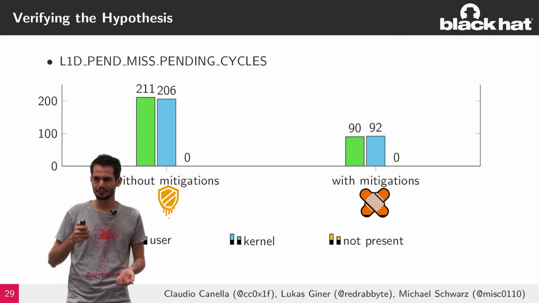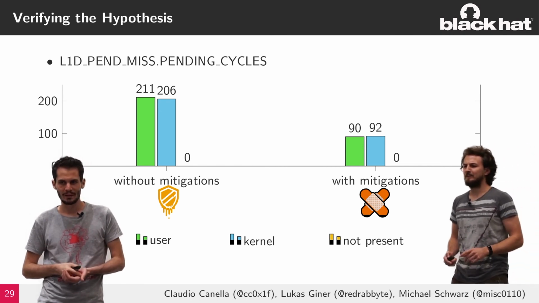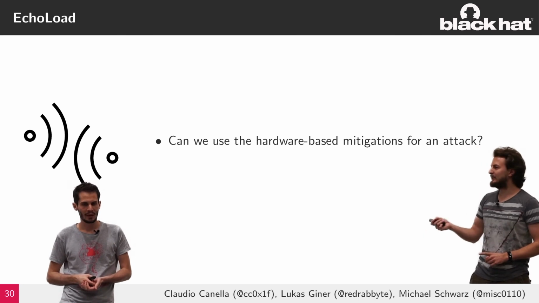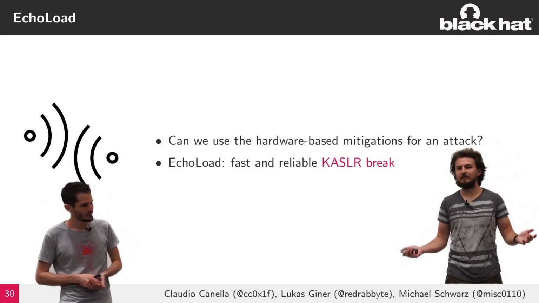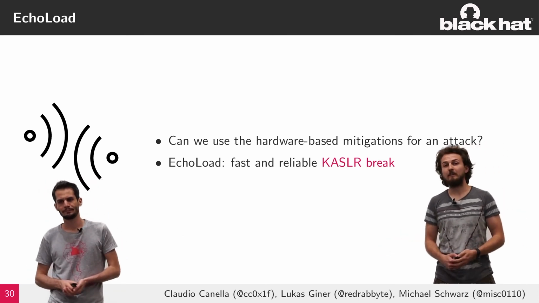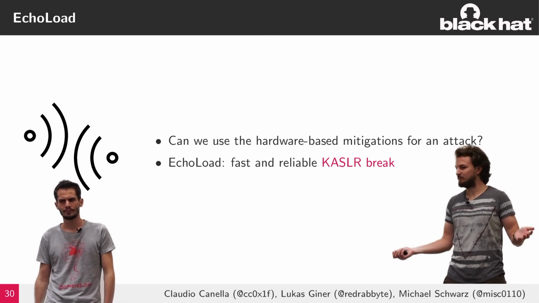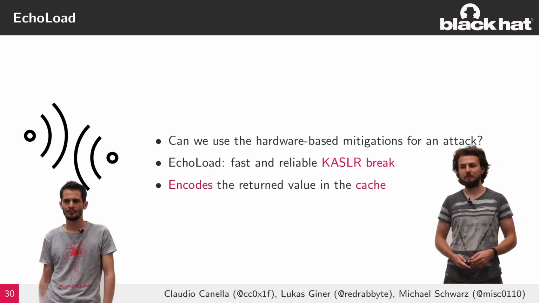That's very nice, but when I see this, I immediately think, can we use the hardware-based mitigations for an attack? Because it sounds like we can do that. Why don't you build one? Well, we've seen already KASLR breaks, we've seen data bounce, which was such an attack. And when we looked at these mitigations, we thought, okay, we find another one, let's call it EchoLoad, which is a very fast and reliable KASLR break.